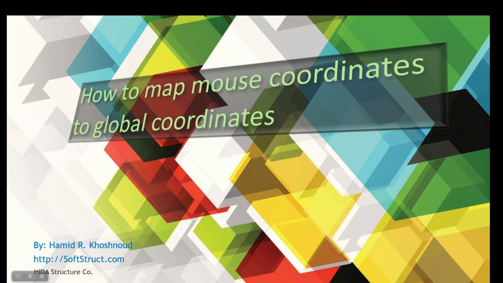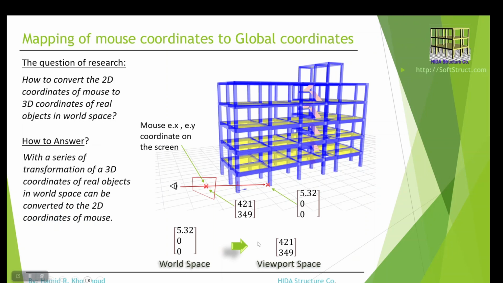In this video, I will show you how to convert the two-dimensional coordinates of a mouse to three coordinates of a real object in the world space. As you know, the mouse has two coordinates of x and y on the screen, but we want to select a three-dimensional point, member, or object in the world space. I will show you we can do it by a series of transformations.